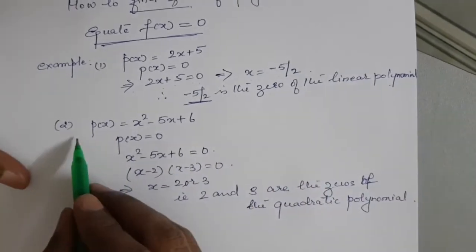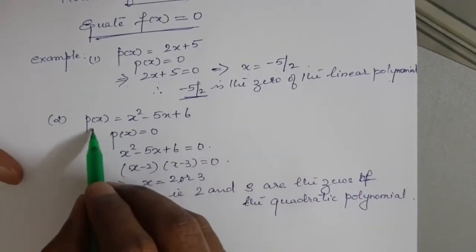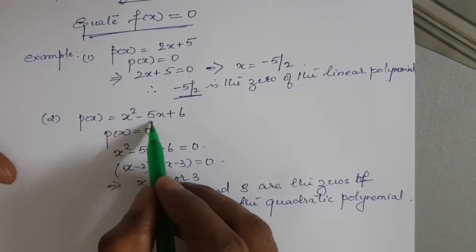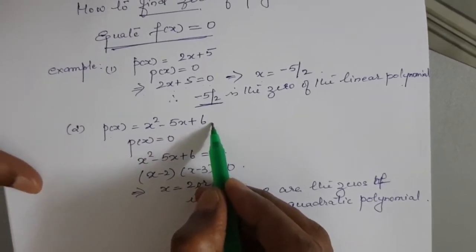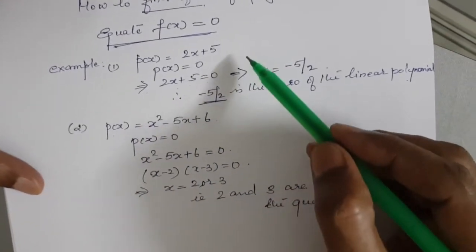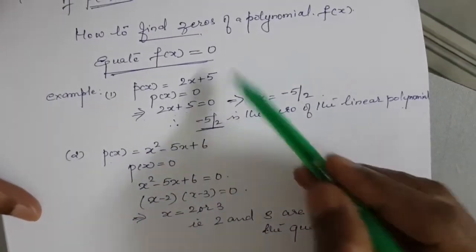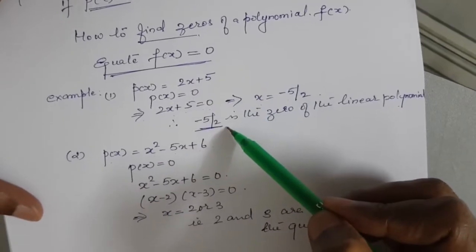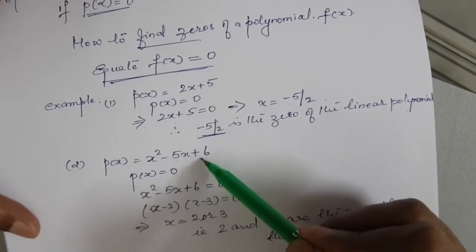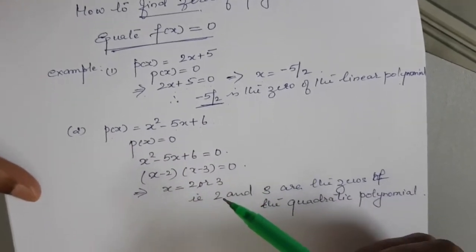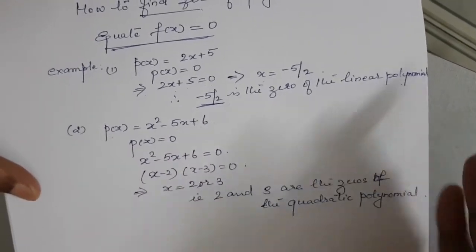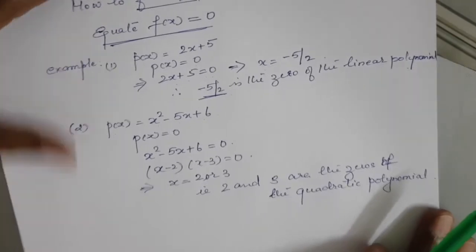Second example. Here p(x) = x^2 - 5x + 6, which means it is a quadratic polynomial. Remember children, the degree tells you how many zeros it will have. If it is a linear polynomial, you will get 1 zero. If it is a quadratic polynomial, you will get 2 zeros. If it is a cubic polynomial, you will get at most 3 real zeros. Like that it goes on.